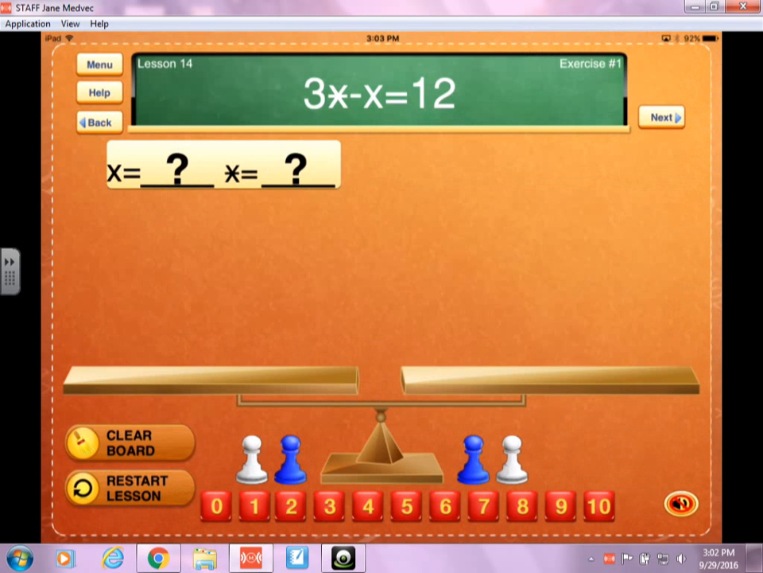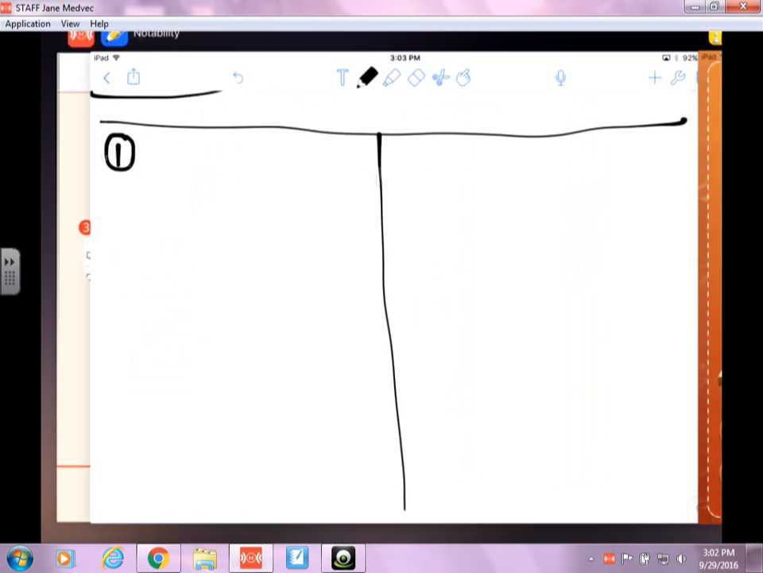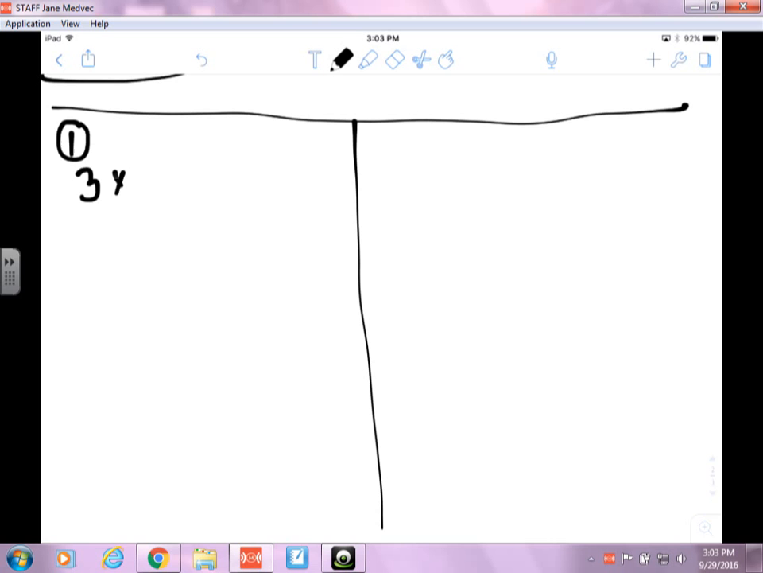Three star minus x equals 12. Okay, so you think to yourself, okay, I'm going to start setting this up. 1, 2, 3, and then it tells me to take away an x. Can I take away an x? I can't take away an x. There's no x there to be taken away, right? So I got to go back to my setup. I have 3 star minus x equals 12, right?